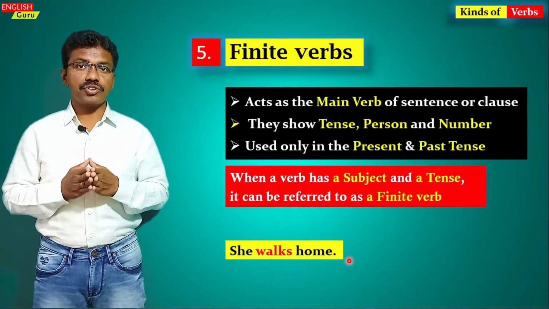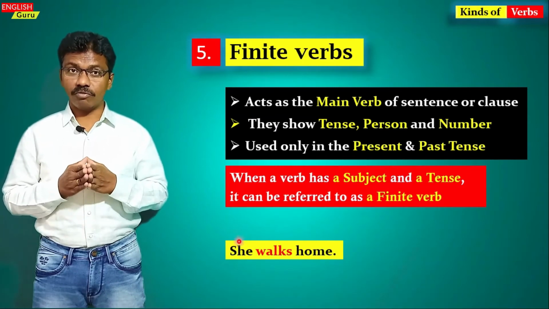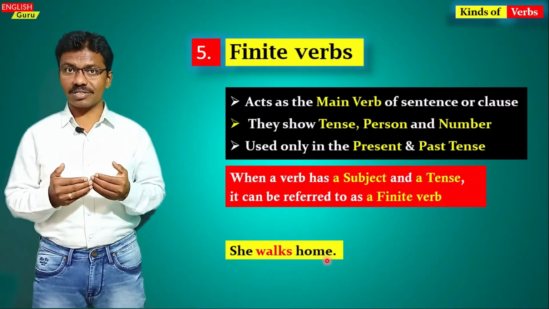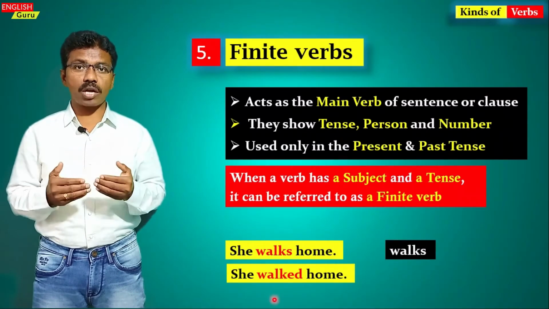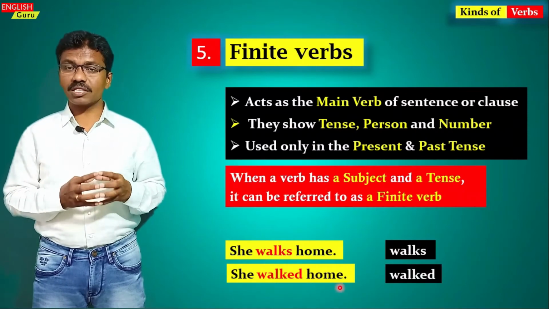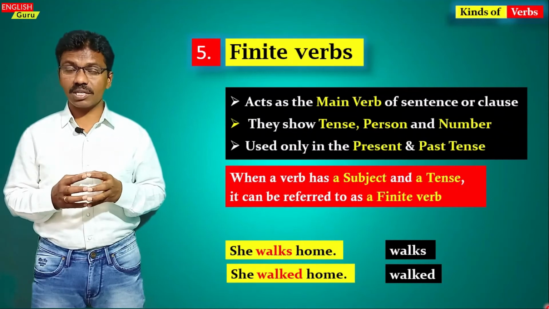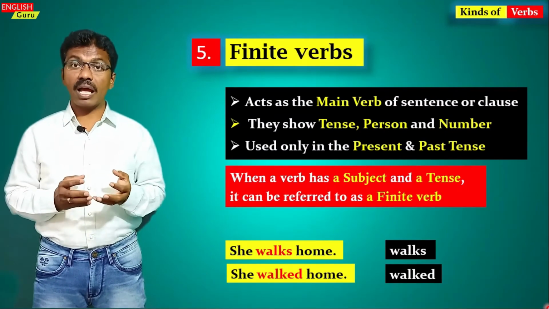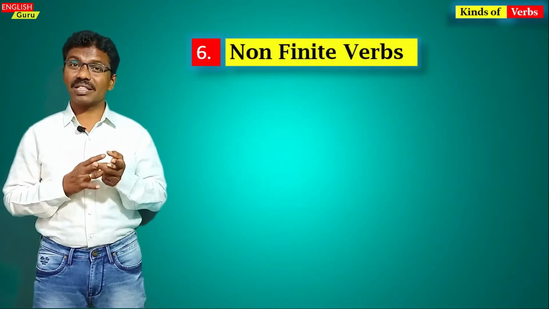Whichever verb it may be, if it has a tense and if it has a subject, these two are very, very important. If it has these two, we can consider that particular verb as a finite verb. For example, she walks home. Here walks is a verb and it has a subject, she, and it also has a tense, so it is a finite verb. In a similar manner, she walked home. So she is a subject and walked is denoting the tense of that particular sentence, so it is a finite verb. So all the finite verbs have a subject and they also talk about the tense.